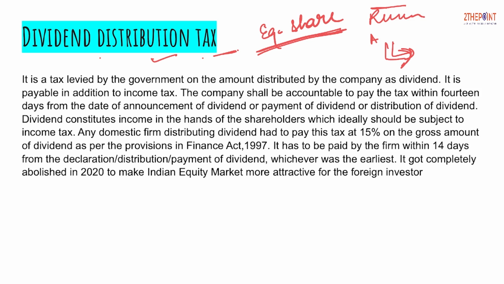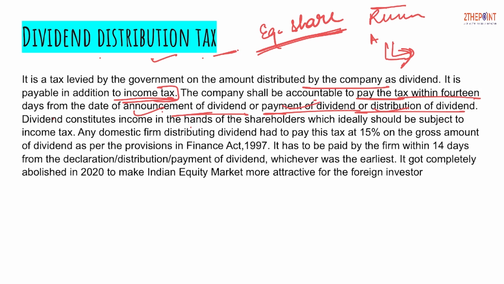So it is a tax levied by the government on the amount distributed by the company as dividend. It is payable in addition to income tax. That is, though you are paying the income tax, if you get dividend, you are also supposed to pay the dividend tax. The company shall be accountable to pay the tax within 14 days from the date of announcement of dividend or payment of dividend or distribution, whichever is earlier. So the time limit to pay or clear the dividend distribution tax is within 14 days of these three incidents, whichever happens first.